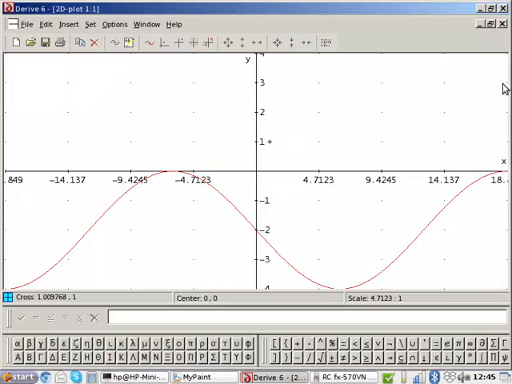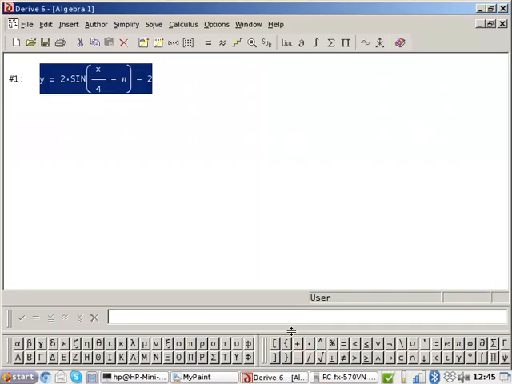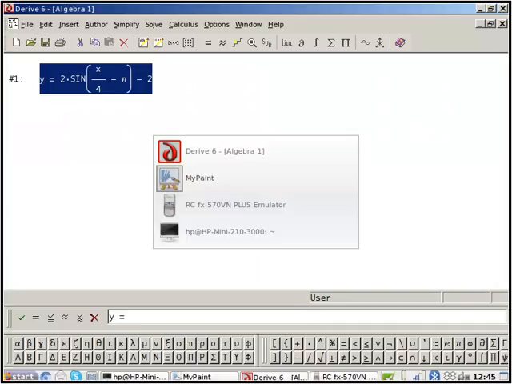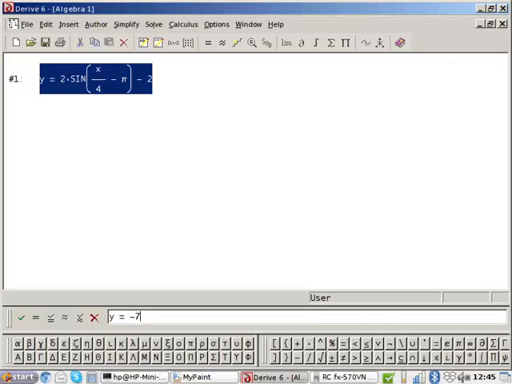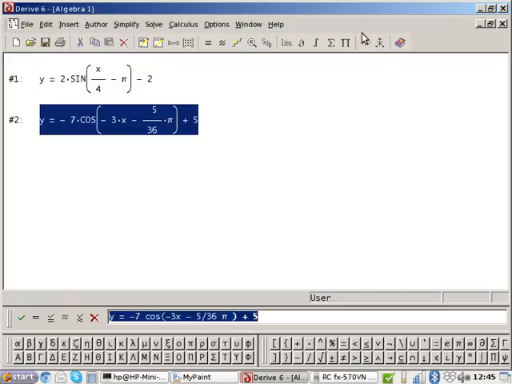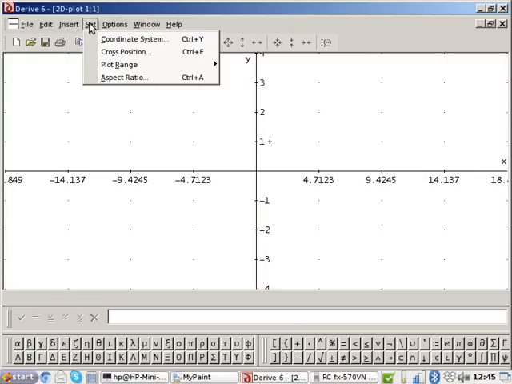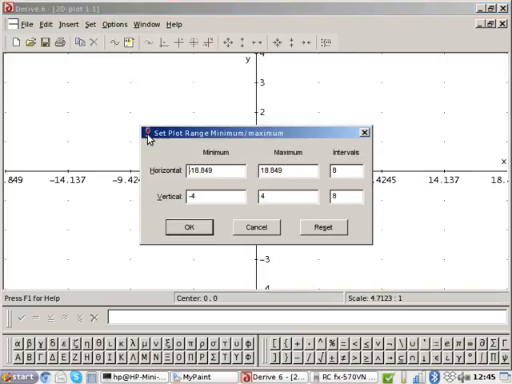We'll call out the function, please, for me. What is it? Y equals, what do we start with? Minus 7 cos, minus 3, minus 5 over 6 pi, bracket plus 5. Okay. Let's draw this. Now, we're drawing it from minus pi to pi.